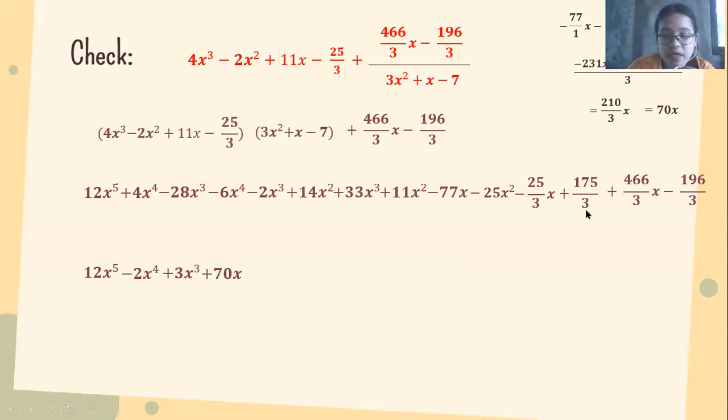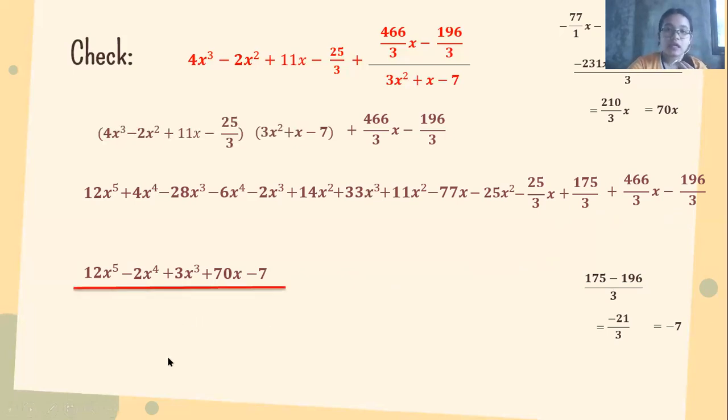Next, we have 175 over 3 plus negative 196 over 3. Since they have the same denominator, we can just subtract them. And we have negative 21 over 3. Negative 21 over 3 is equal to negative 7. So we have here negative 7. So our answer is the same as our dividend earlier.